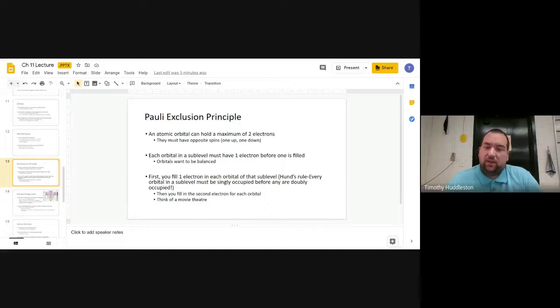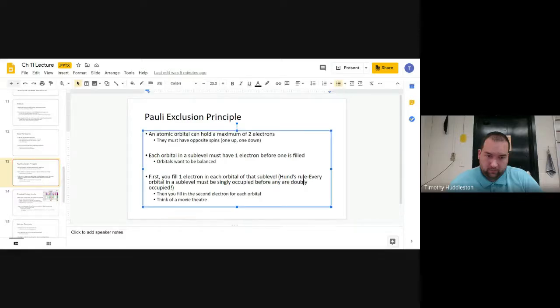As we go through, we must have an electron in each orbital before we fill any orbital of a single type on a single principal level. Hund's rule: every orbital in the sublevel must be occupied before any are doubly occupied.